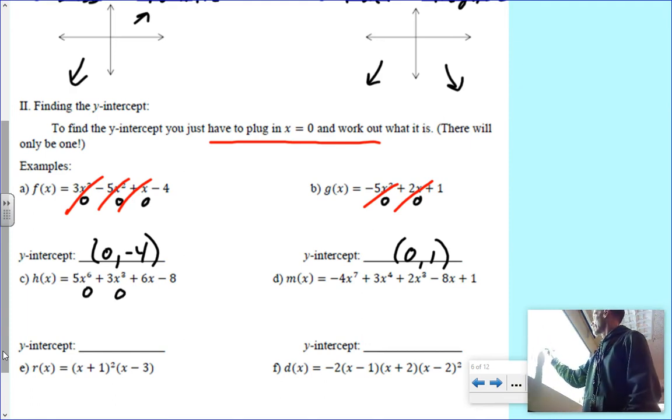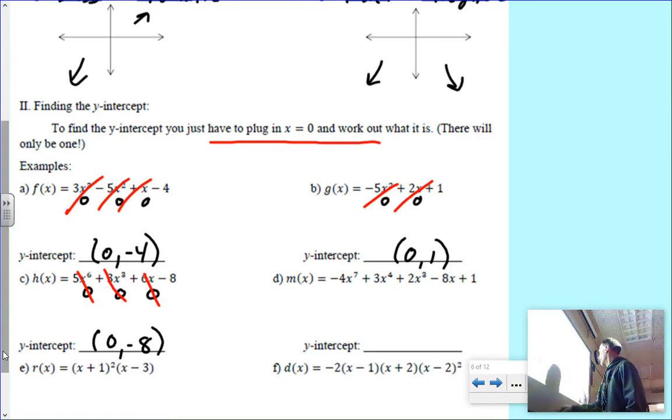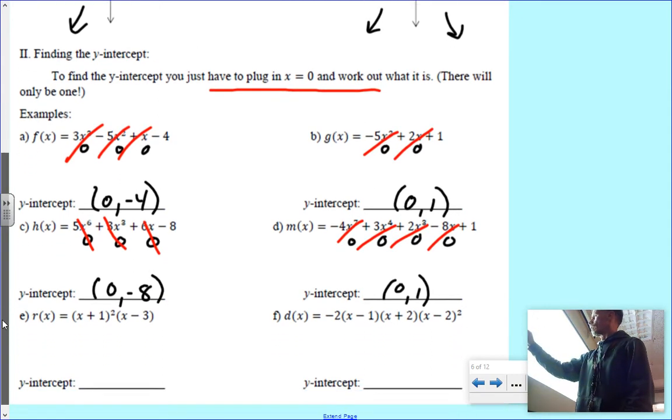Zero here, 0 here, 0 here. So we got 0, -8. And 0, 0, 0, 0. So your y-intercept here would be 0, 1. Okay. Now again, those are super easy.